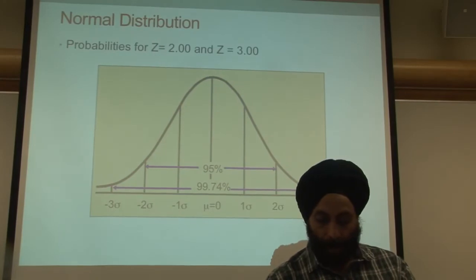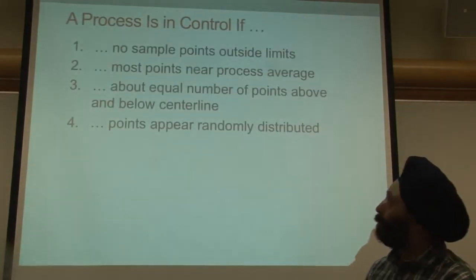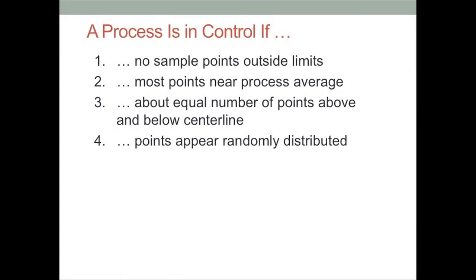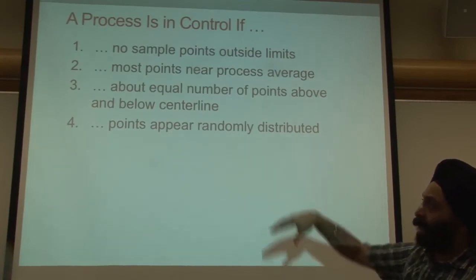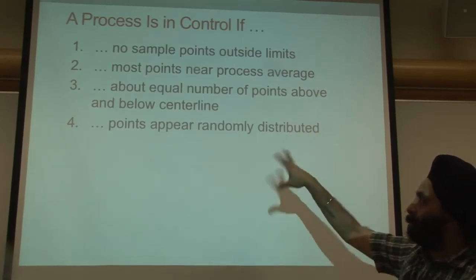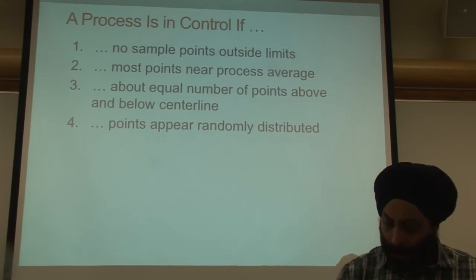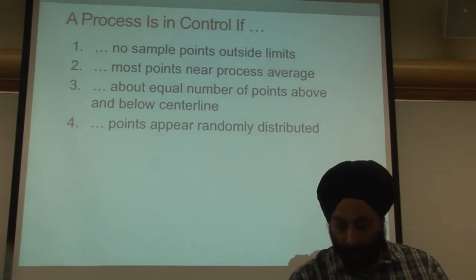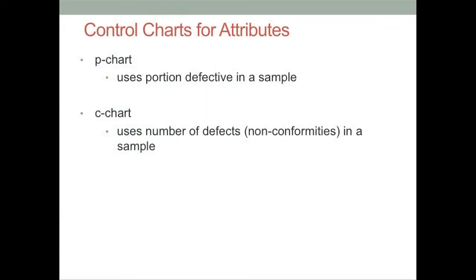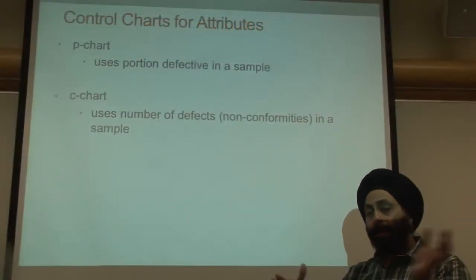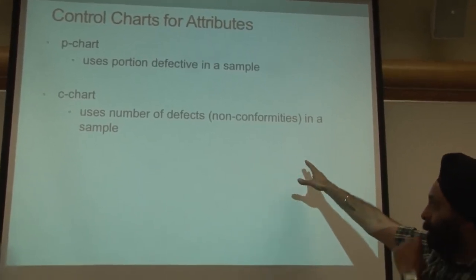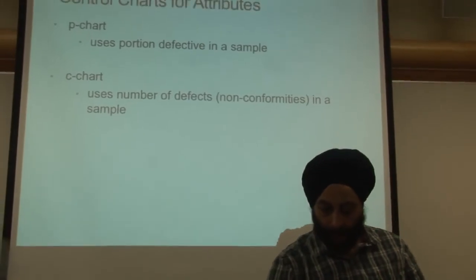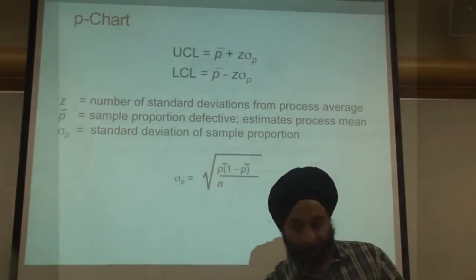So a process typically is in control if no samples are outside the limit, most of the points are near the process average, there are about an equal number of points above and below the center line, and the points appear randomly distributed around the process average. Those are the patterns that you are looking for. Typically the process control chart for attributes is the P chart, which uses the portion defective in a sample, and then out of the total, the rest are the portion non-defective. And the C chart uses the number of defects in a sample that you have. And so let's go ahead and look at the P chart.